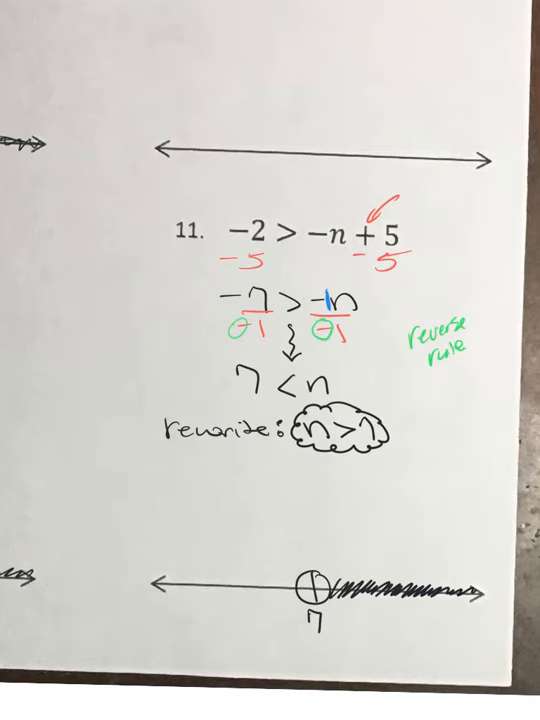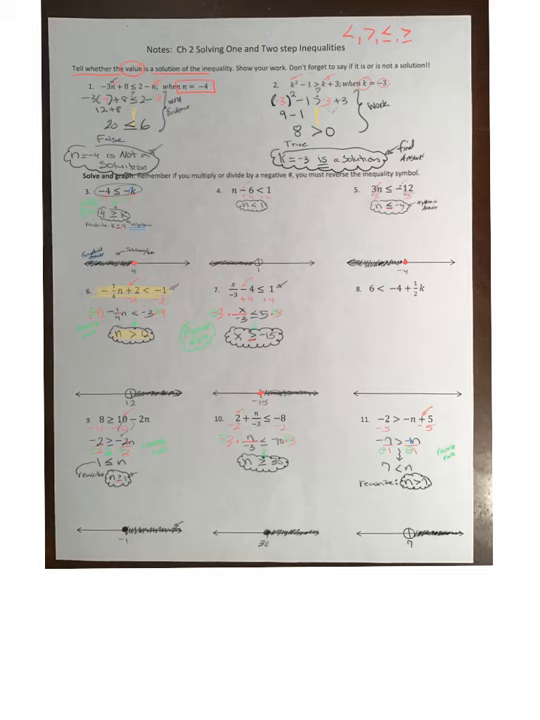So let's see what we got. Oh, it looks like we left one out. We left number 8 out. So let's do number 8. So shouldn't we add 4 to both sides? And that would give us 10 is less than 1/2 k.